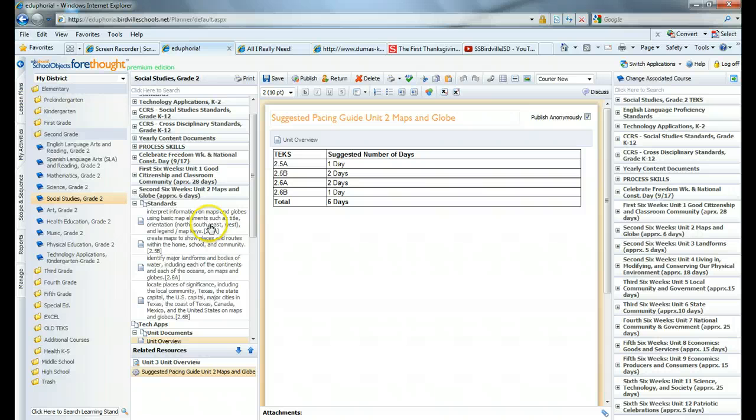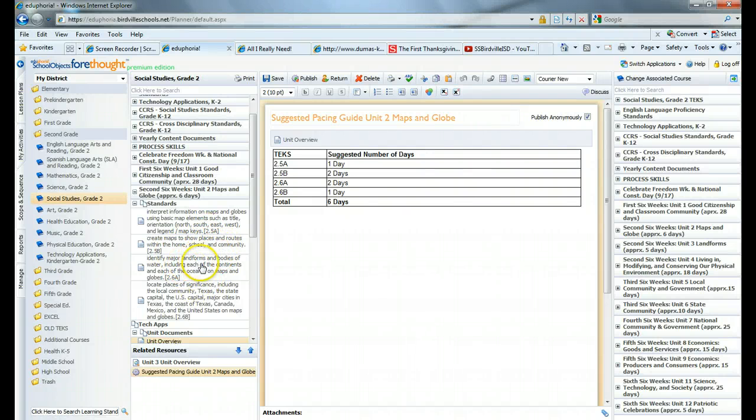The suggested way is to start with interpreting information on maps and globes, basic pieces of maps and globes, title, orientation. Remember, you're only looking at north, south, east, west, and a legend and map keys. And look at this verb. It is for you to interpret. Then after you do that, because you're taking that big idea of interpreting maps, you're going to create maps. Once you know how to interpret them, then you can create them. And you'll want to show places and routes within the homeschooling community.